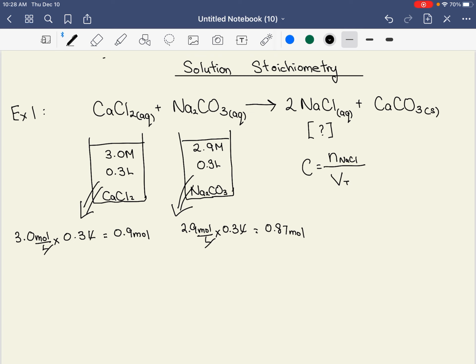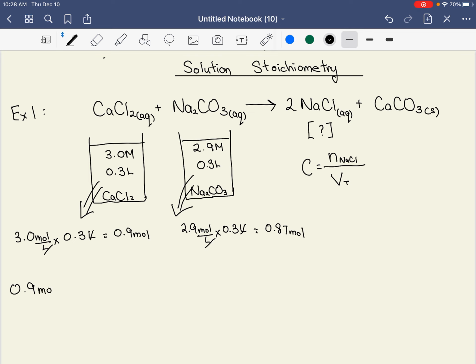And watch what I'm going to do here. I'm not going to change these to grams. I'm going to leave it as mole, and I'm going to pretty much do the same thing, but with fewer steps. So let's start with this to work with. With 0.9 mole of calcium chloride, how many mole of Na2CO3 will I need for this reaction to go to completion? So let's do that right now.